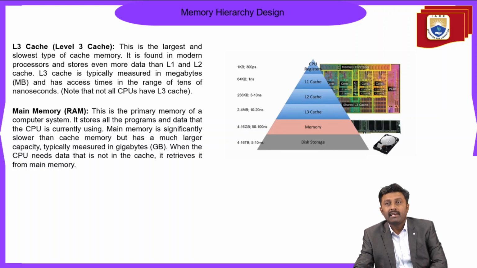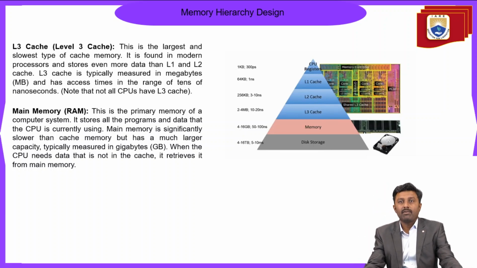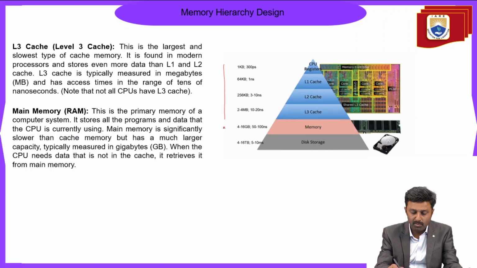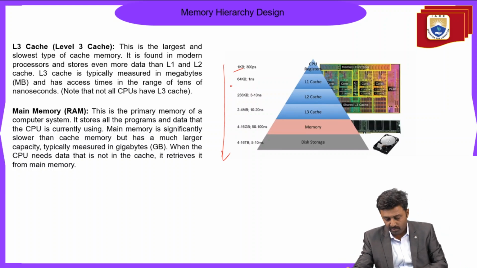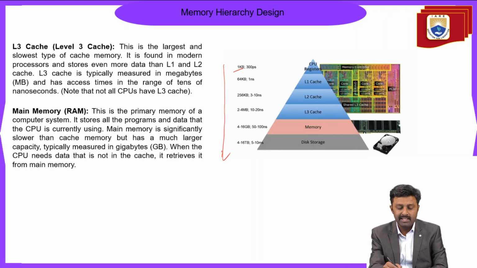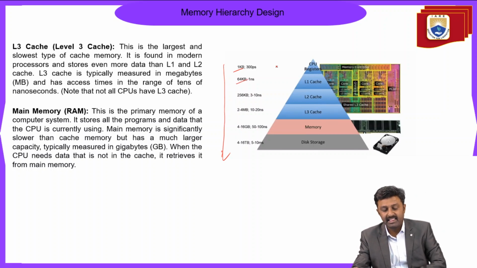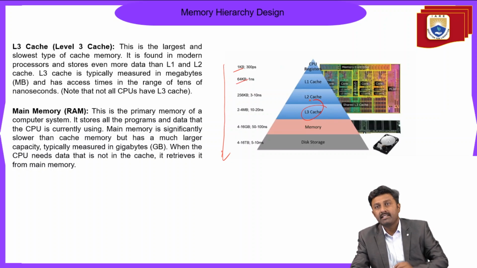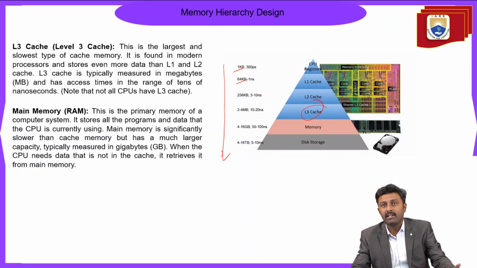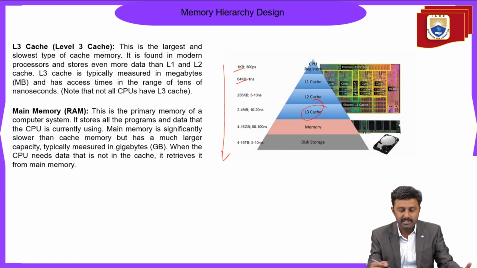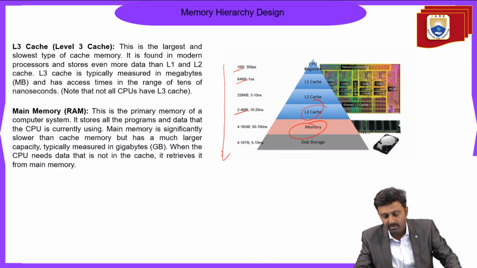Then the L3 cache is the largest and the slowest type of cache. As we come from top to bottom, the size of the memories increases, but the speed decreases. L3 cache is typically measured in megabytes. Then comes the main memory. So the different caches can be used at different levels, that is L1, L2 and L3.